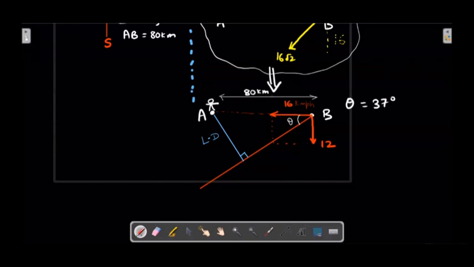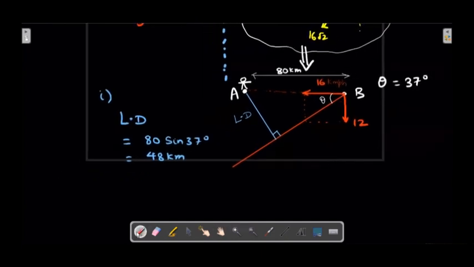And can you see that LD, therefore, in my diagram, least distance of approach, that's the first question, should be 80 kilometer multiplied by sine theta, right? Sine 37 degrees. Okay, so sine theta is 3 by 5 and you end up having 48 kilometers. So 48 kilometers, right?